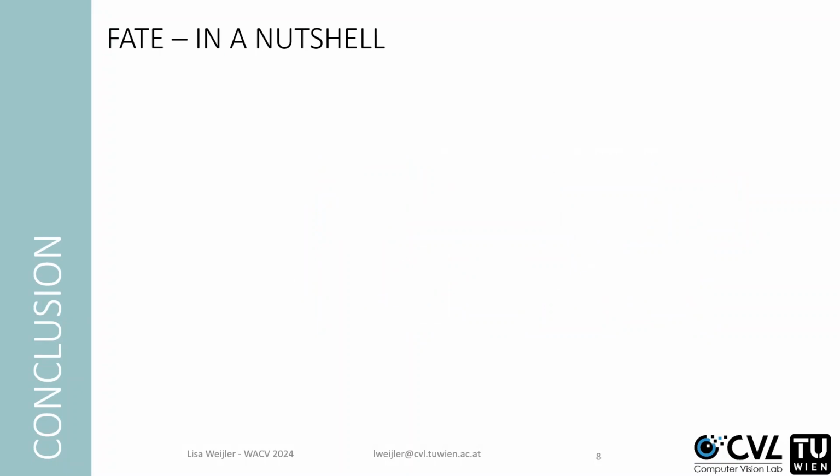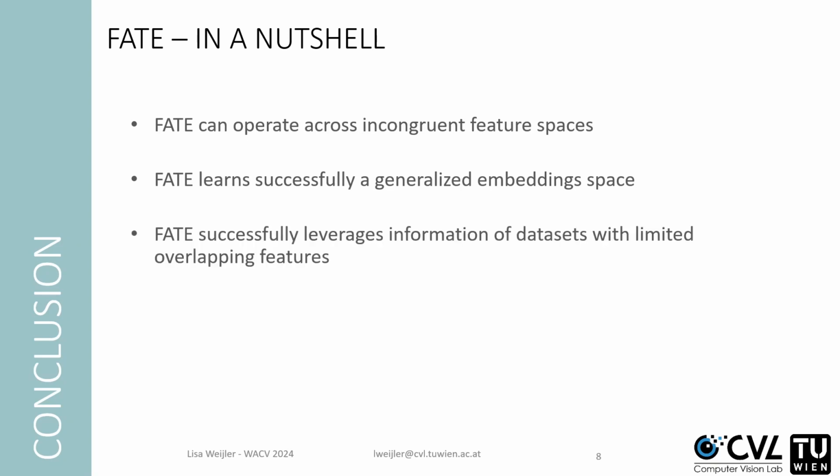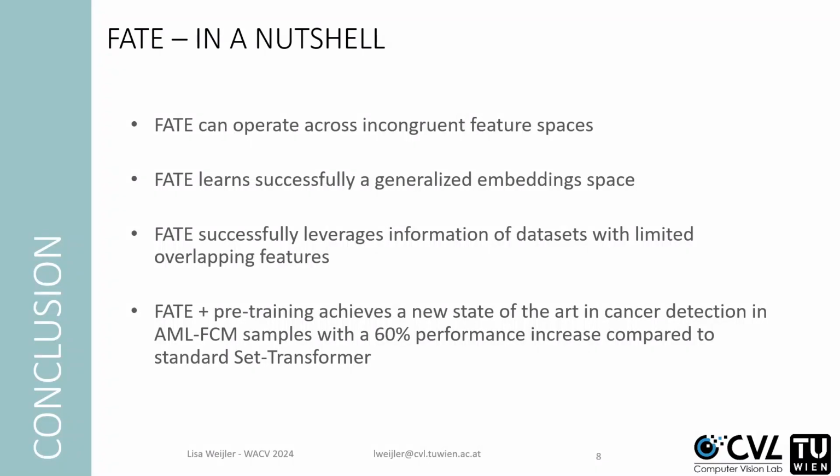Summarizing our work presented today, we've introduced a novel architecture FATE and masking strategy that can process varying input feature sets and creates a meaningful general common embedding space. Further, we have shown that our architecture can successfully leverage the information of additional datasets, even with different leukemia types. And finally, using our architecture and masked autoencoder pre-training strategy, we yield a performance increase of approximately 60% compared to training from scratch.